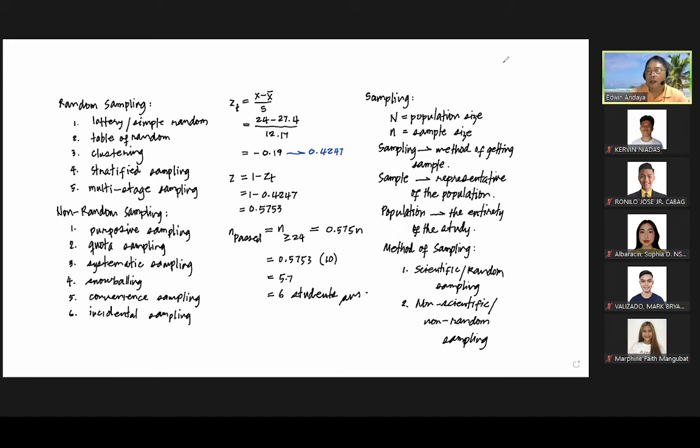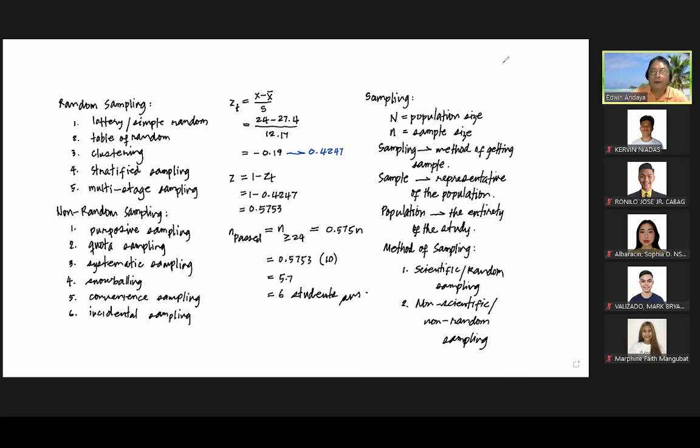Okay. Clustering, that is grouping the population into several groups. Like for example, we can cluster the computer engineering students by male and female, so that there is a distribution of the participation of the sample, in both genders, the male and the female. So we can cluster by male and female.